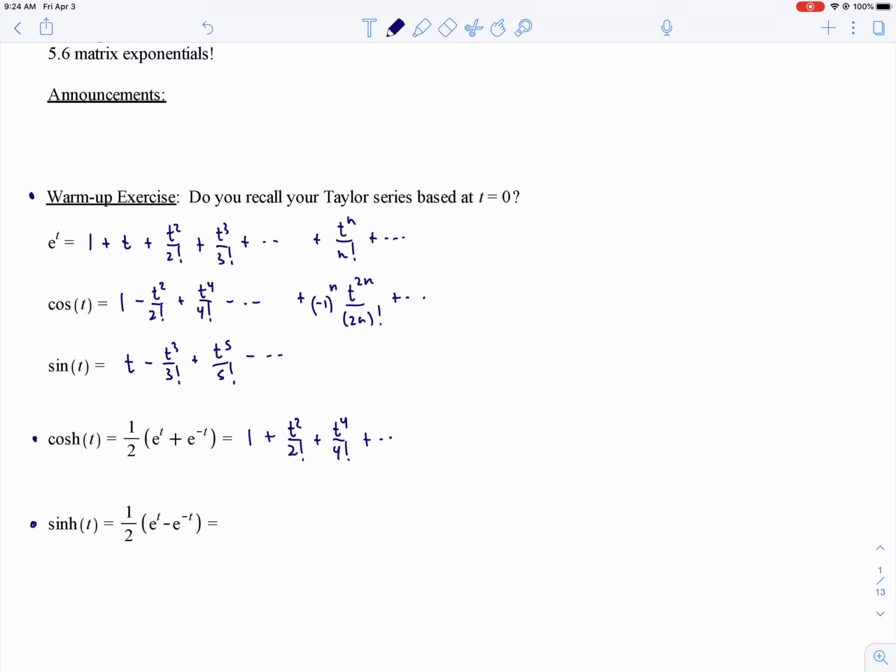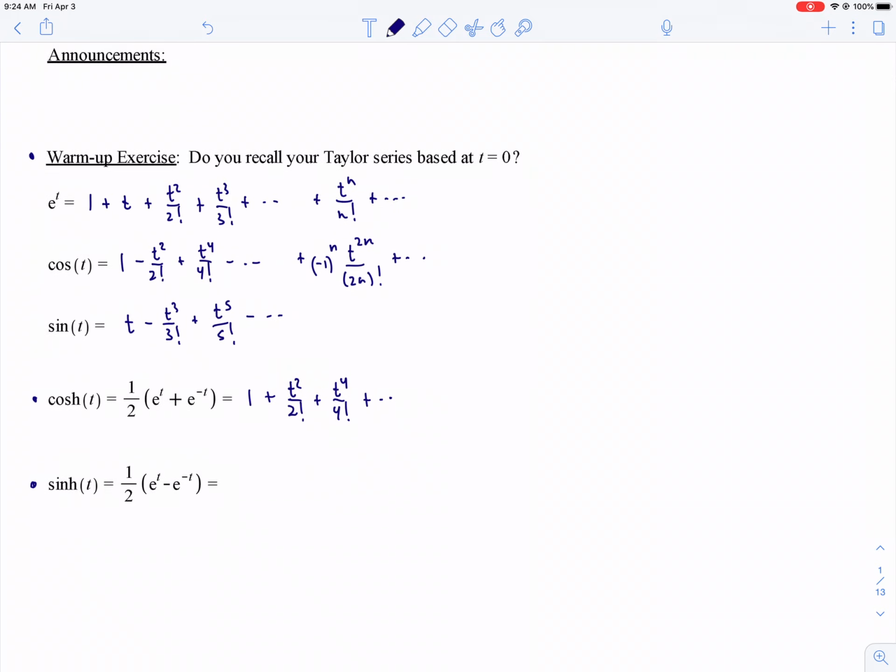And for hyperbolic sine, or sinh, when you take e to the t minus e to the minus t, all of the even powers in the exponential expansions cancel, and the odd ones add. So when you divide by 2, you get what looks like the sine t series, except all the coefficients are positive. These expansions will be relevant in one of your homework problems for this week.